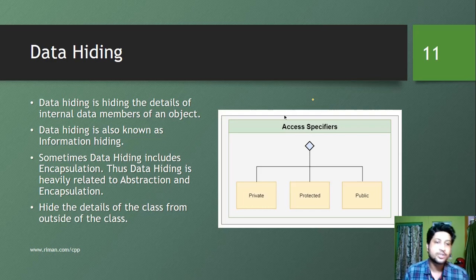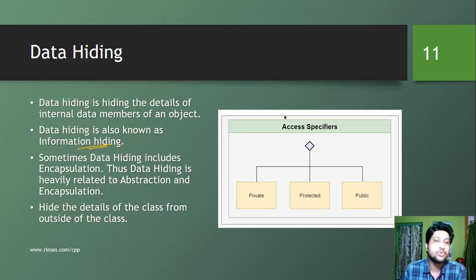Now, let's move into the concept of data hiding. This is a very important concept. So, from encapsulation to data abstraction, you have seen this term data hiding and access specifier. So, what is happening here? Data hiding is hiding the details of the internal data members of an object. So, the internal data members of an object are hidden, and that is the concept of data hiding. Hiding the data is one of the important features of any object-oriented program, because data needs to be secure. So data hiding is also known as information hiding.